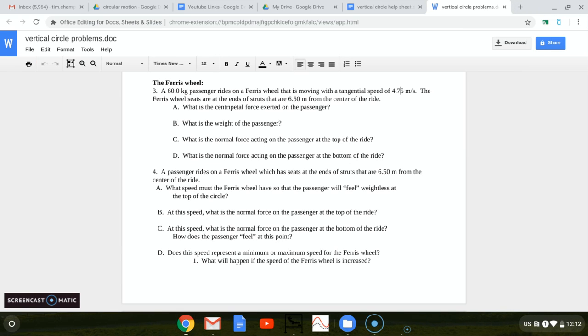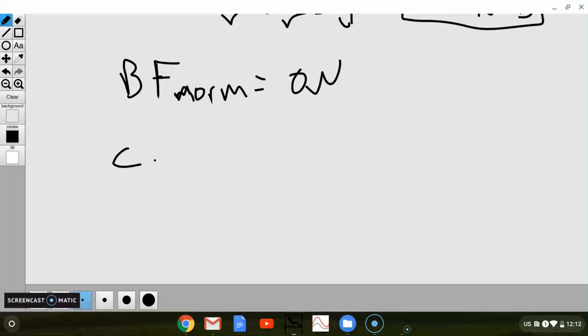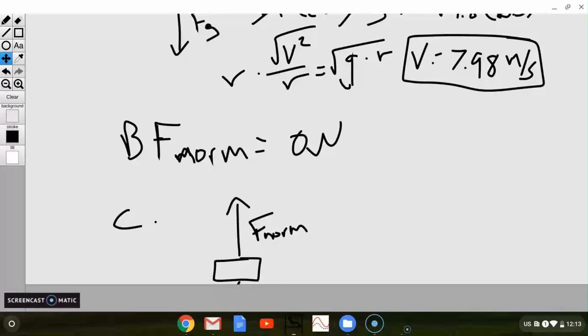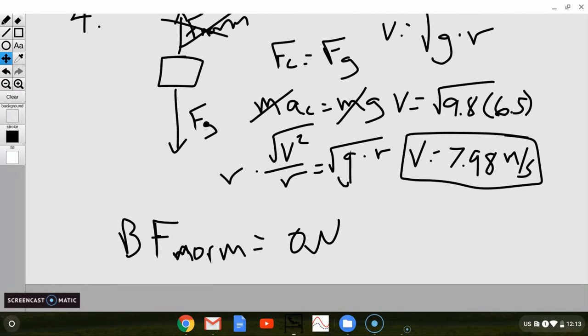Okay, next. Part C. At this speed, how does the normal force on the passenger feel on the bottom of the ride? How does the passenger feel at this point? So what we need to find is the normal force at the bottom of the ride. You probably, I'm hoping, know the answer to this already. But if you don't, that's okay. We'll figure it out. So we'll have our force of gravity down. We'll have our normal force up. And since they didn't give me a mass, I have to get a little creative how I'm going to figure this out.